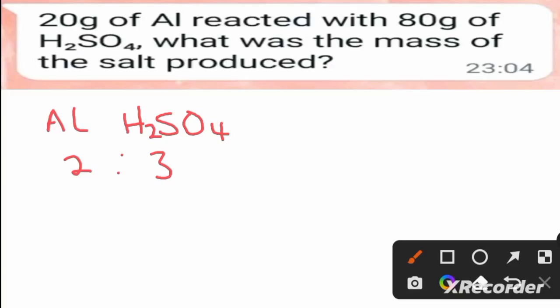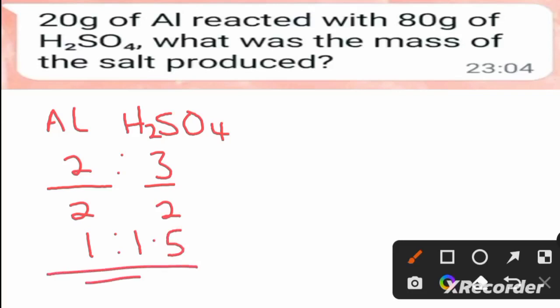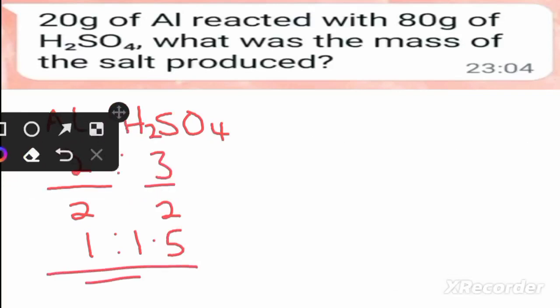So we are going to leave our ratio in simplest terms. We are going to divide by the smallest number. Here divide by 2, and here also divide by 2. So we are going to have the ratio which is 1 to 1.5. This is our normal ratio according to the balanced chemical equation.